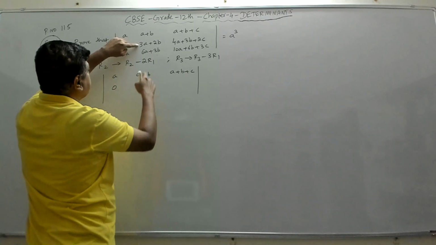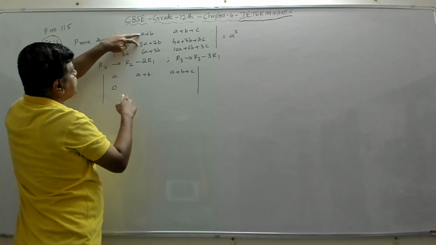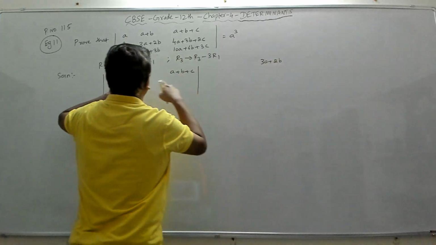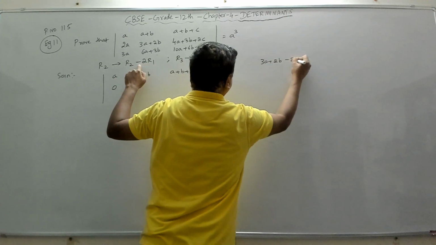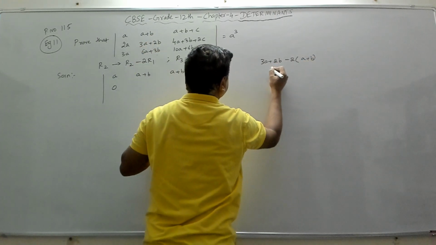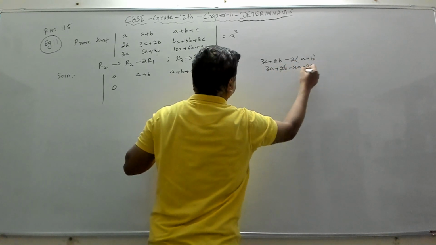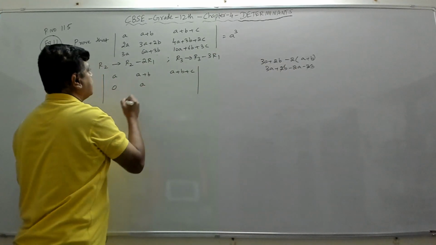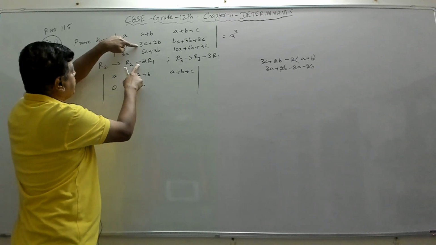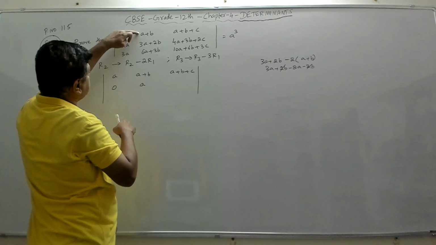Now this is 3a plus 2b, that is your R2, minus 2 times R1, which means 2 times a plus b. If you do this, you'll get 3a plus 2b minus 2a minus 2b. The 2b terms will cancel, and you will get 3a minus 2a, which becomes a.